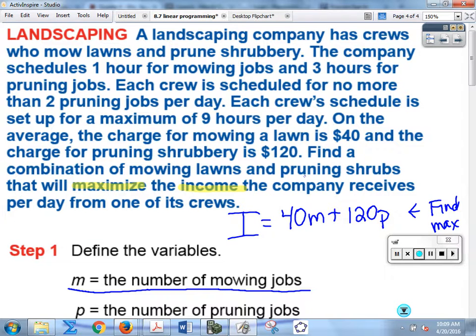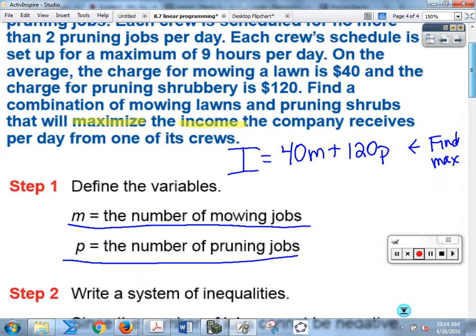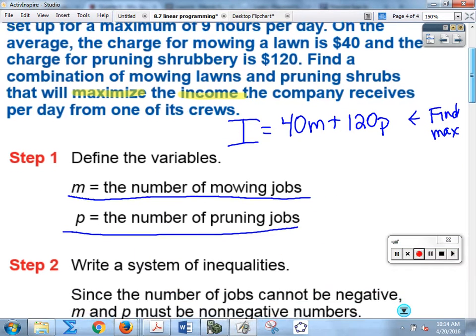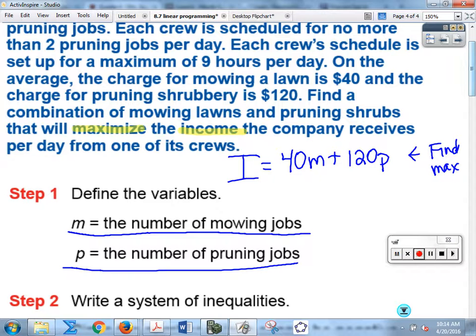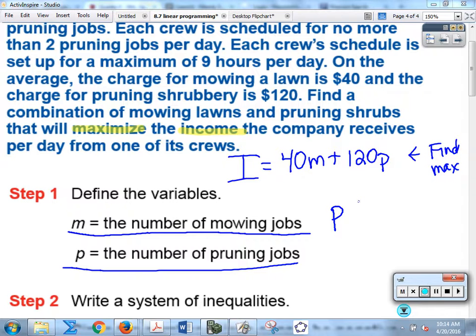So if I look at the pruning, what does the pruning have to be? What's the most pruning you can do? If P is the number of pruning jobs, P is less than 2. So that makes sense, right?